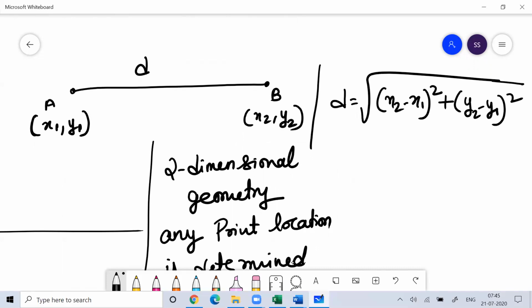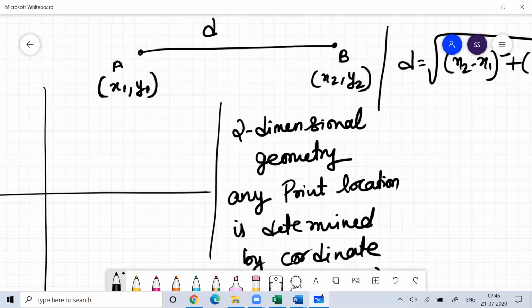Suppose there is a line segment AB of length D. So what is the value of D? You can find the value of D by this formula, where we are always talking about two-dimensional geometry. Because we are talking about two-dimensional geometry, you can determine the point in two dimensions, with x coordinate and y coordinate.